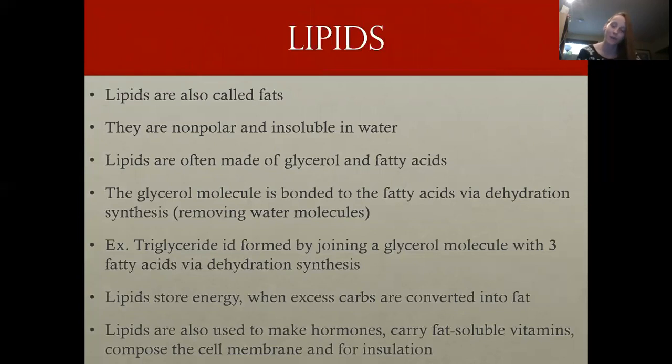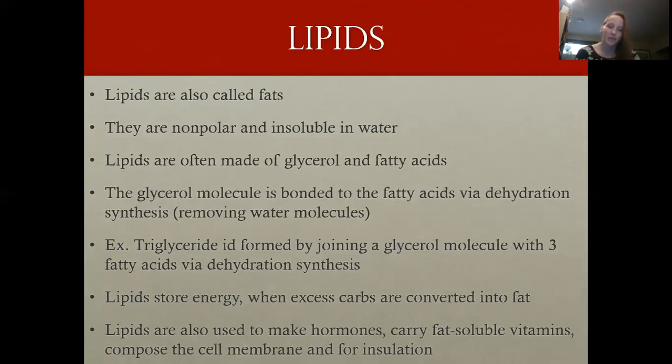Okay, so that is it for our carbs. Next up is our lipids, which are also called fats. Lipids are non-polar, which means that they are insoluble in water, so they don't dissolve very well in water. They are made up of a glycerol molecule as well as fatty acids. The glycerol is bonded to the fatty acids via dehydration synthesis, so the same process that we use to make polysaccharides and disaccharides. Again, we're going to take an H away from one part of the molecule and OH away from another part. That forms our water that we remove, and a bond is going to form there.